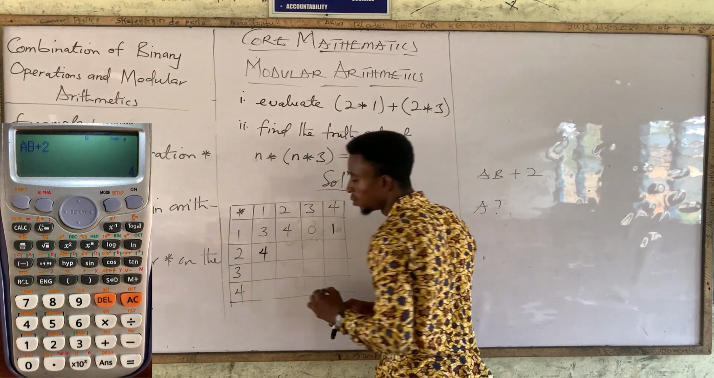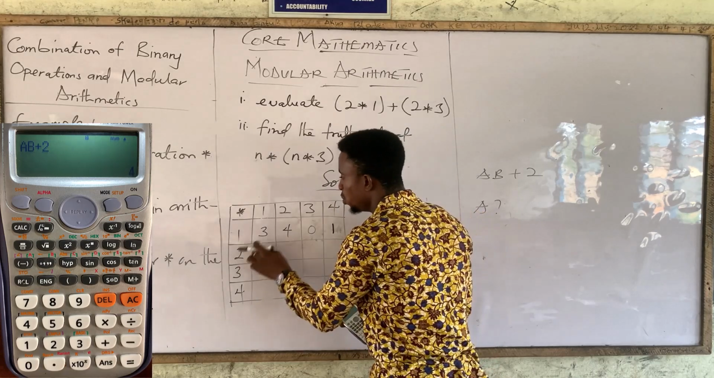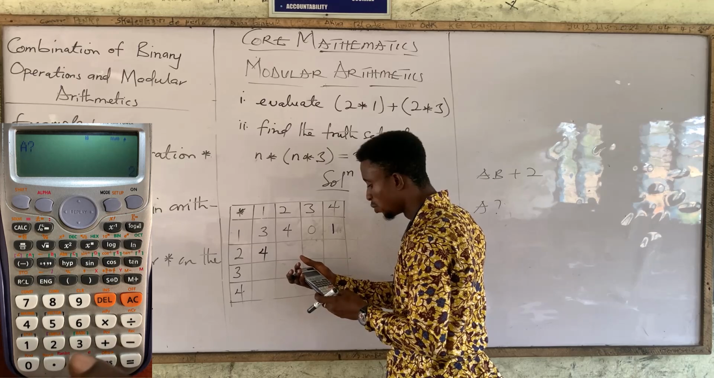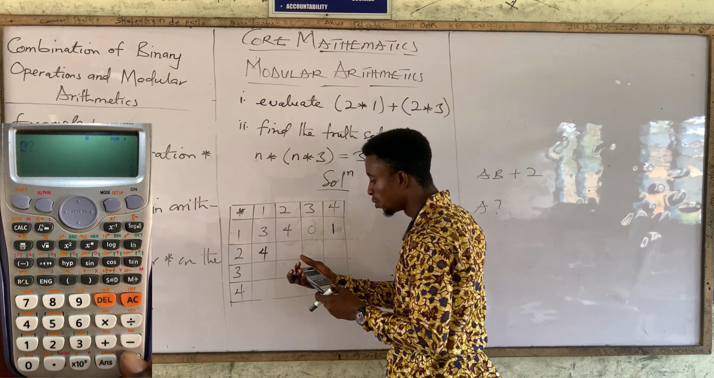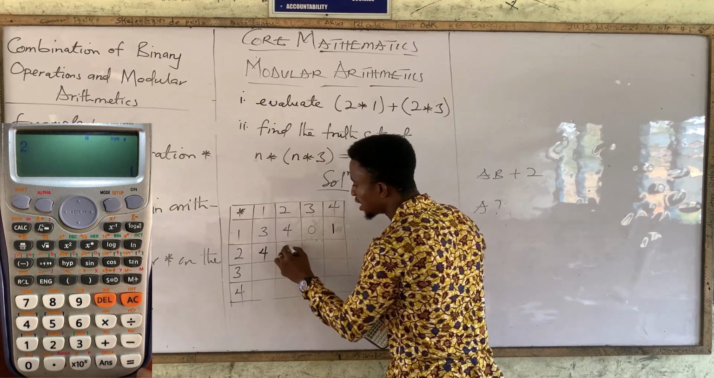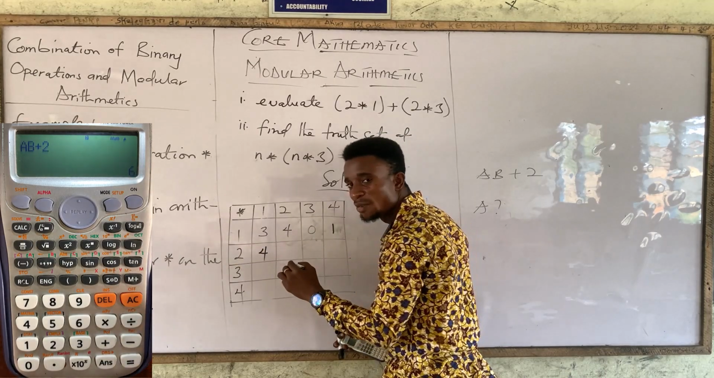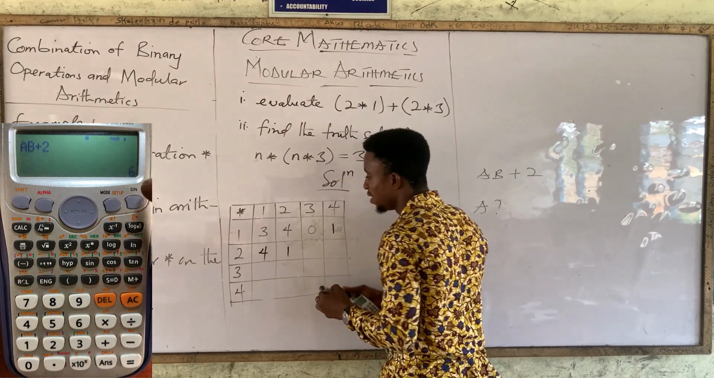4. Then I continue. 2, 2. So equal to A to be 2 and B to also to be what? 2. And that one too is getting me 6. 6 in mode 5 is what? Is what? 6 in mode 5 is what? Is 1. Then I have what?